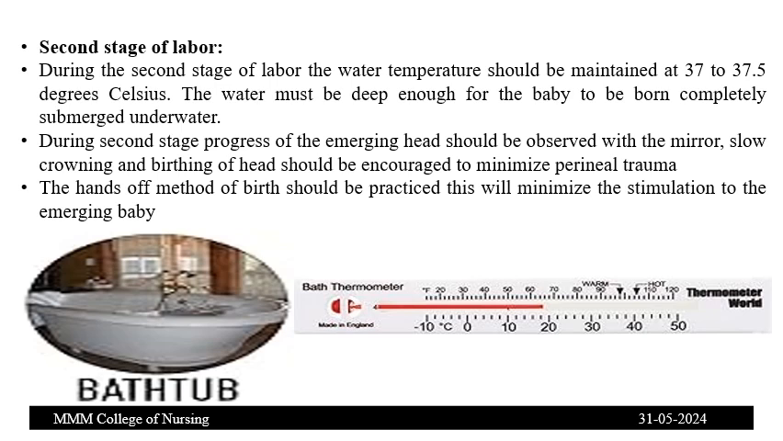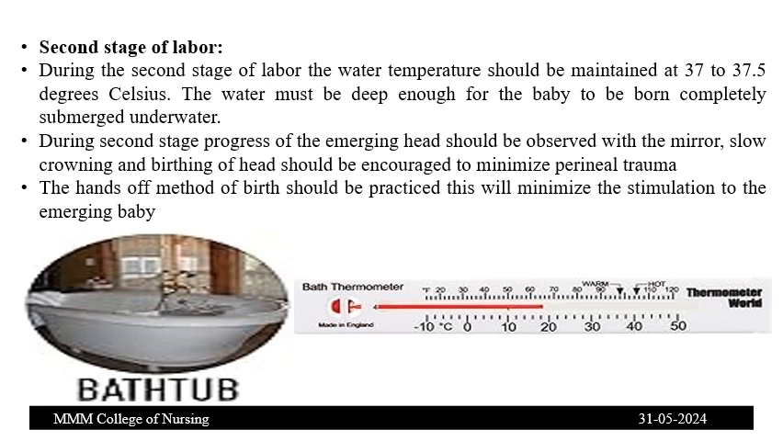Second stage of labor. During the second stage of labor, the water temperature should be maintained at 37 to 37.5 degrees Celsius. The second stage of labor is basically from the full dilatation of the cervix till the birth of the baby, and during this time also the water temperature should be maintained. The water should be deep enough for the baby to be born completely submerged under water.